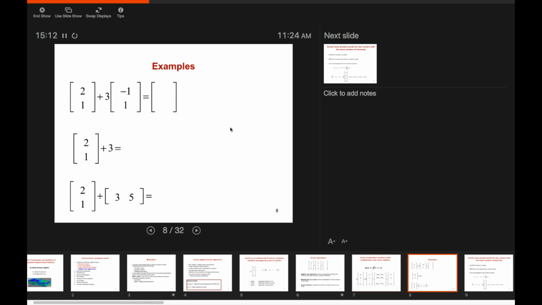So here are some examples. Everybody first jot it down. Perform the operation if you can, and if you cannot, then don't do it.